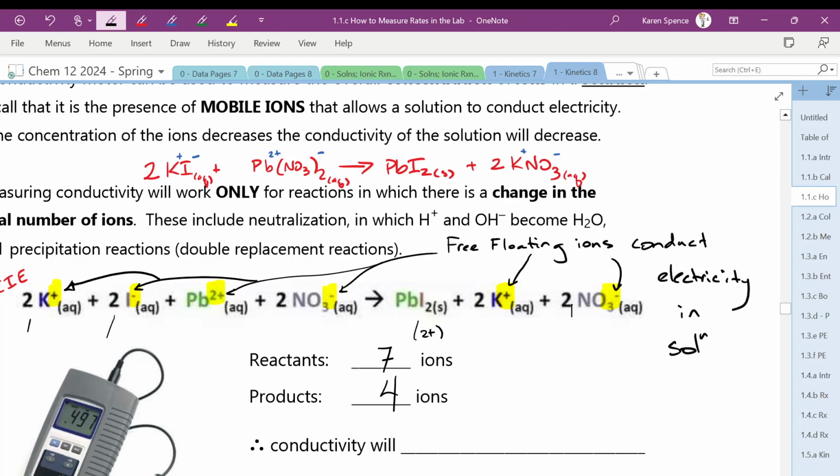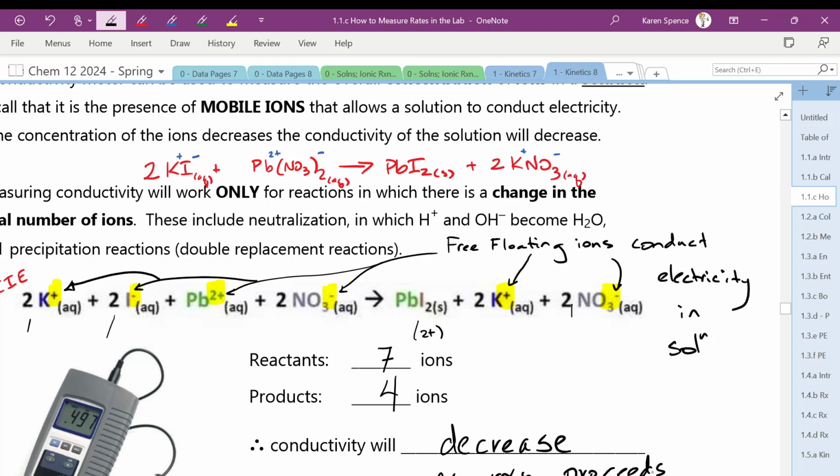The basic idea, you don't have to be able to count them specifically. You just need to say there's more ions in the reactants and there's less ions in the products. So what will happen to our conductivity as the reaction proceeds? It's going to decrease, yeah? So it's going to decrease as the reaction proceeds. And you could do calculations with that to find the concentration.